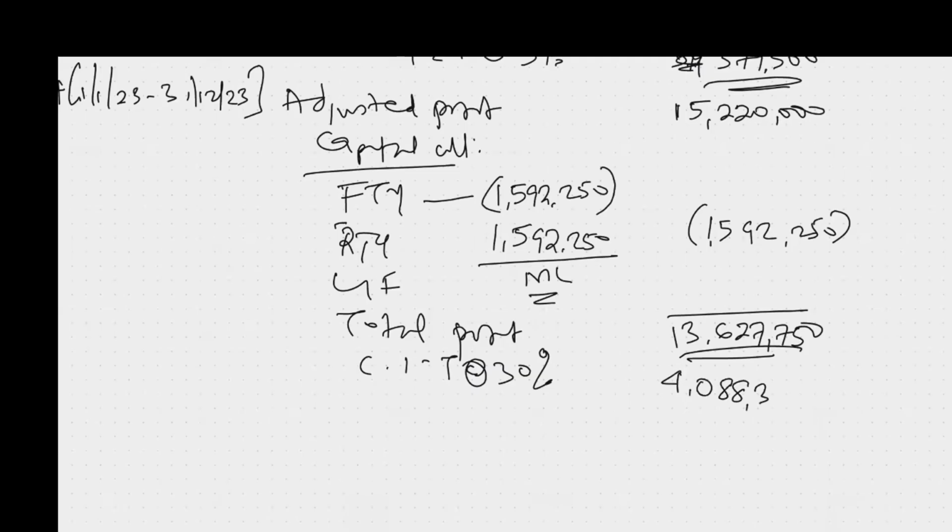So, tertiary education tax at 3%. What do you have? We have 456,600.